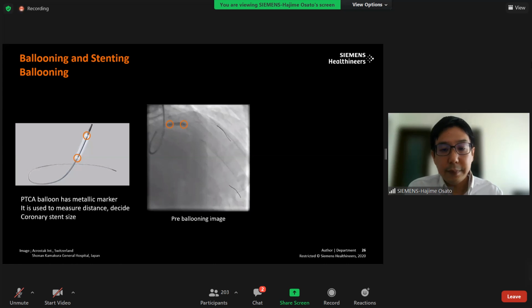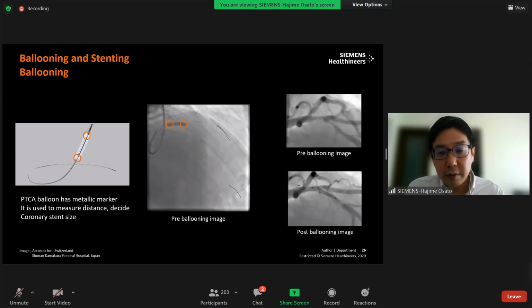All right. And after ballooning, let's compare the stenosis region. We can see the stenosis part released after ballooning. You can find here, we have a stenosis part, but after ballooning it is still stenosis, but the stenosis rate is a bit released.